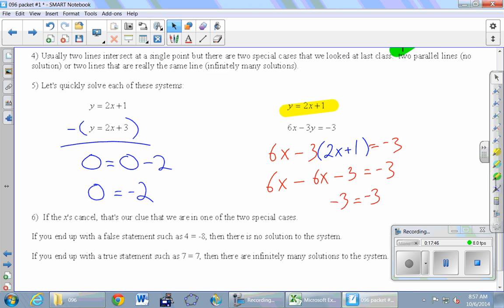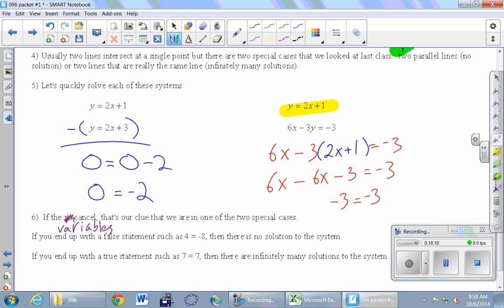So here's our big conclusion. It's down in number 6. It says if the x's cancel, I should have said something more general. If the variables cancel, meaning not just the x, but also the y. If all the variables disappear, then that's our clue that we're in one of the two special cases, and they're described right here.